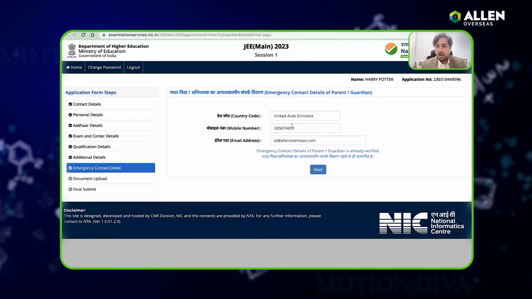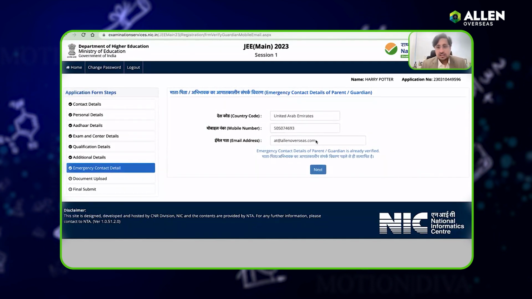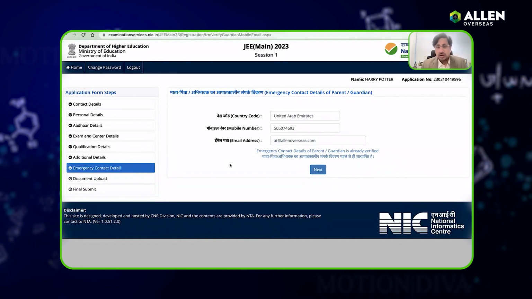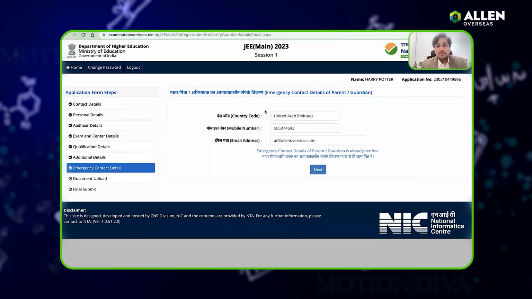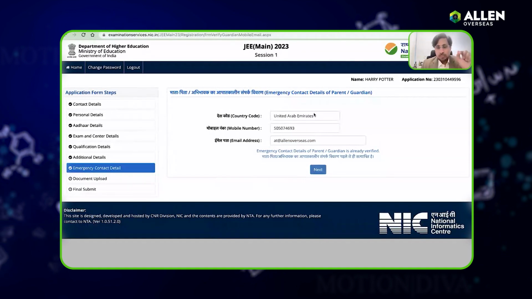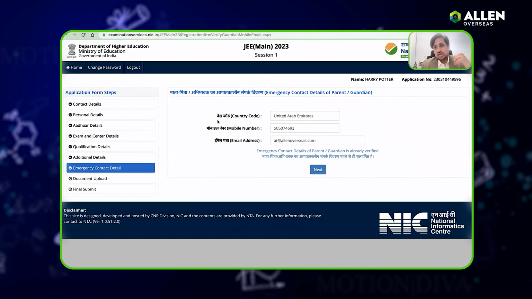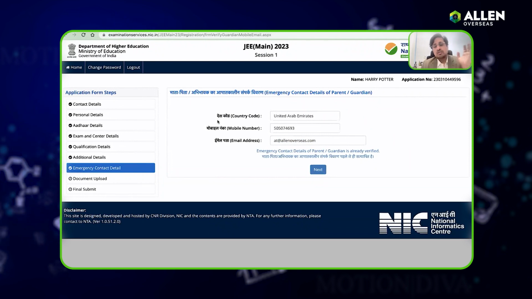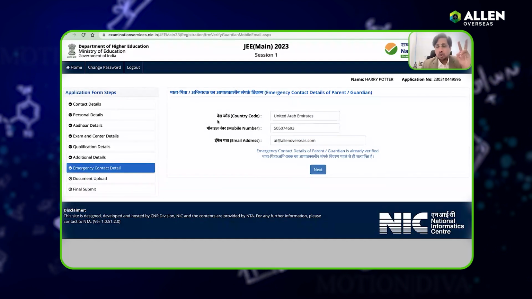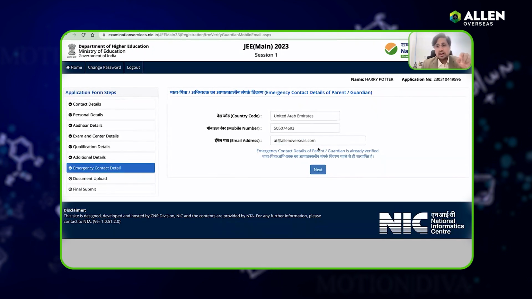Here you have to fill a contact detail and a contact email address. If someone has trouble with a name change, they can mail me at at@allenoverseas.com, and our team will look into what could be done in that case. It is very crucial that the emergency contact detail of a parent or guardian is given, and the number should be different from the registration number. If you registered through your father's number, you have to give your mother's number or your own number as the emergency contact. Anything could be done, but there should be two different numbers and two different email IDs, and then it will prompt you for an OTP, which has to be filled.